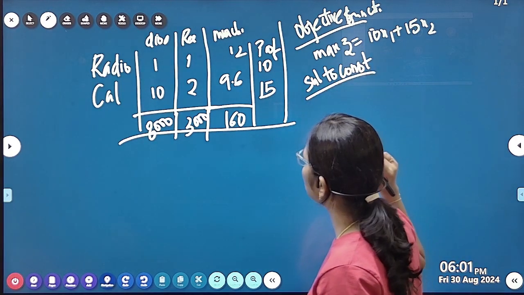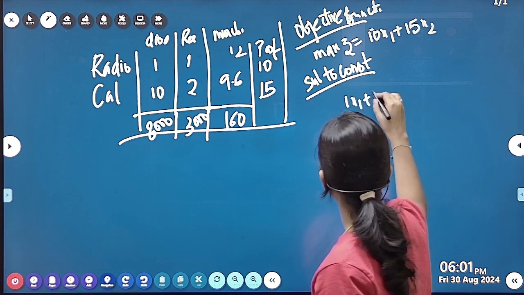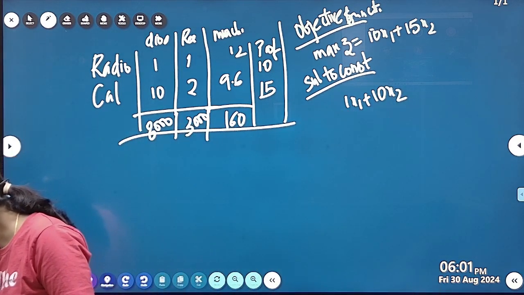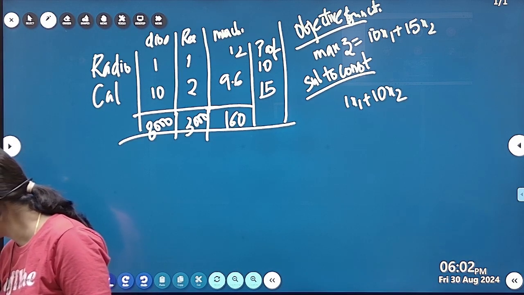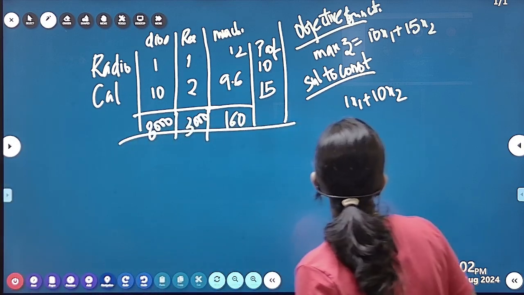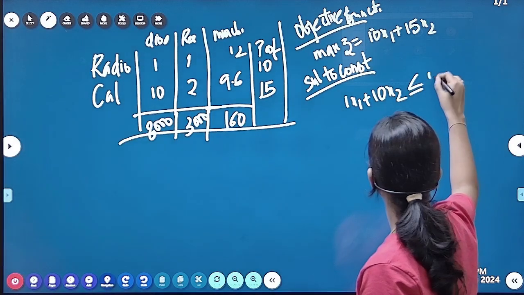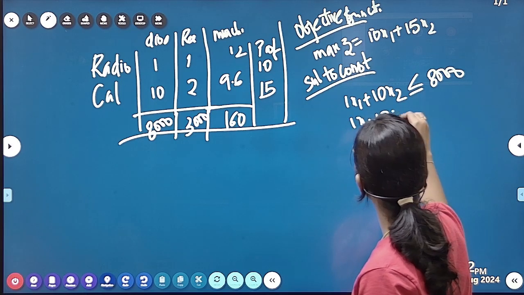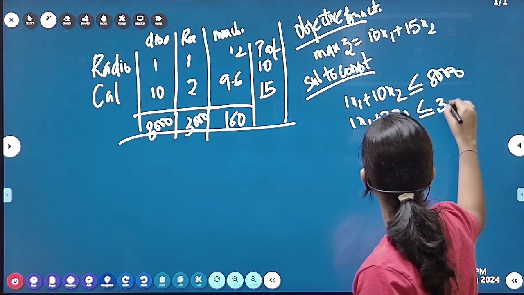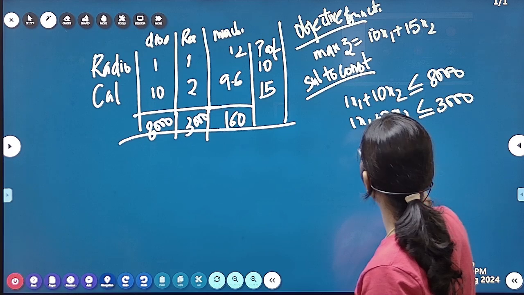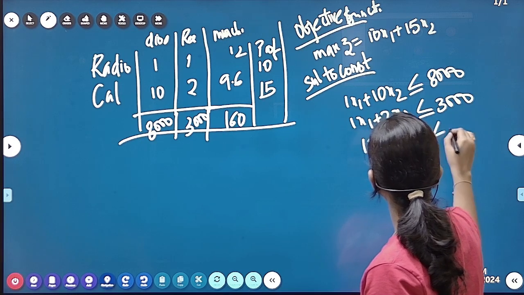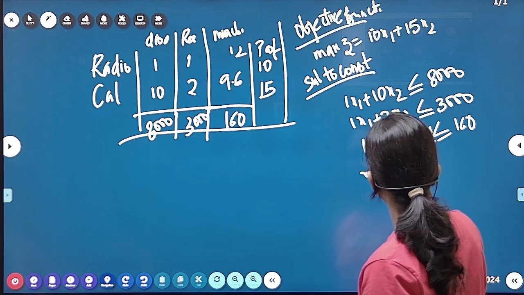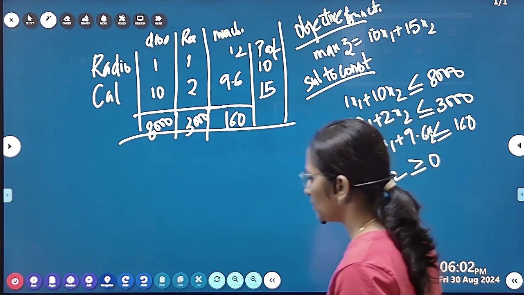Tell me, the subject to constraints will be 4x1 plus 10x2. Is this greater than or less than? It's the available quantity, so this is less than or equal to 8000. And next one, 4x1 plus 2x2 less than or equal to 3000. Next, 12x1 plus 9.6x2 less than or equal to 160. So x1, x2 should be more than or equal to 0.